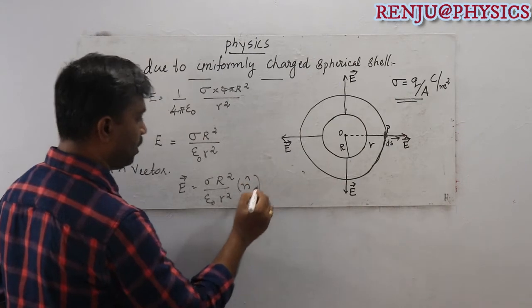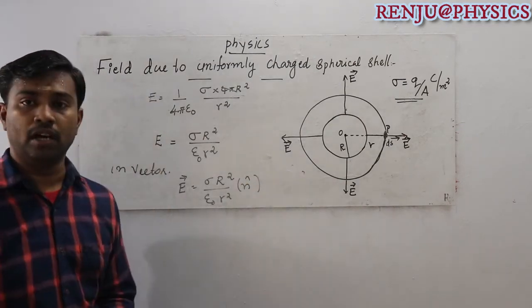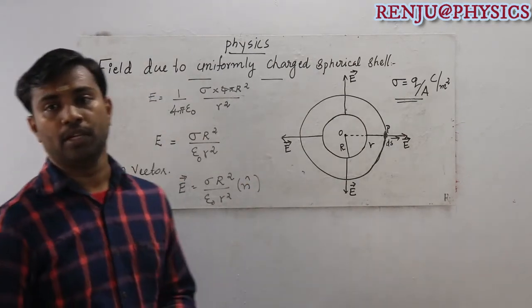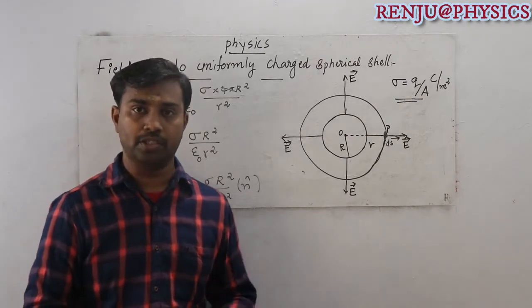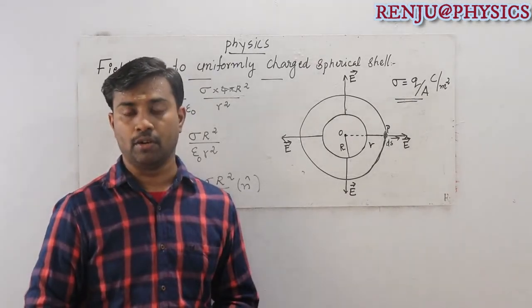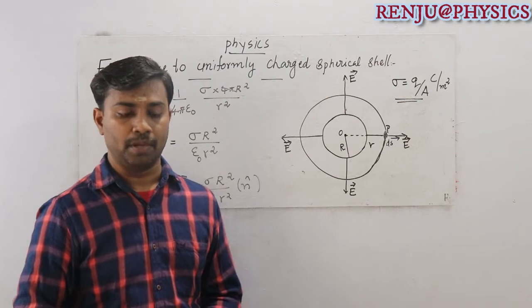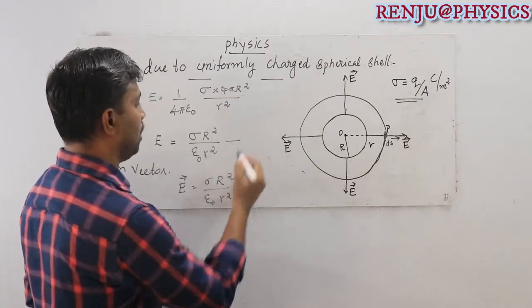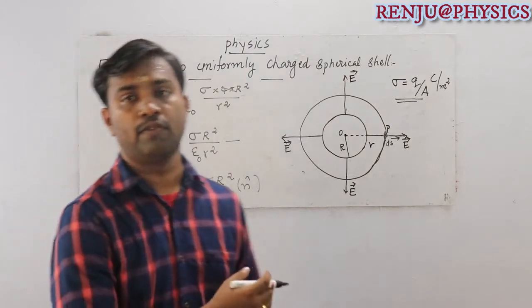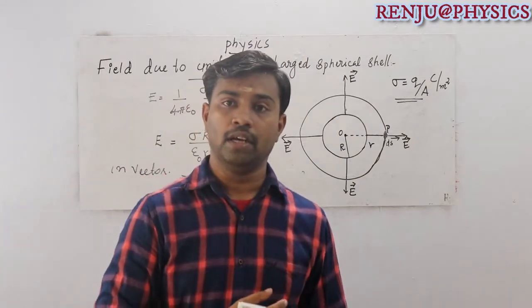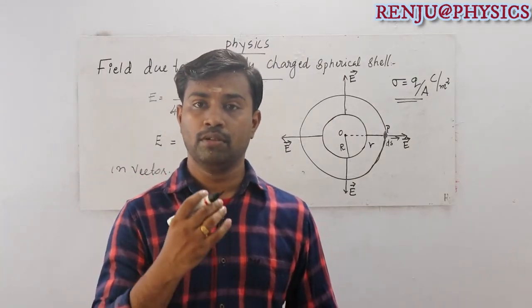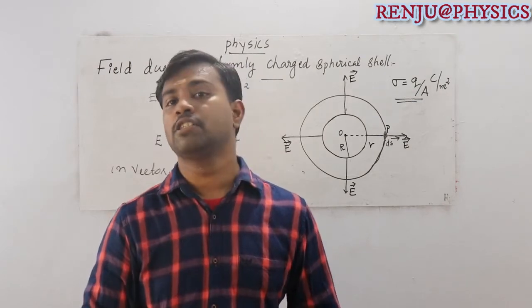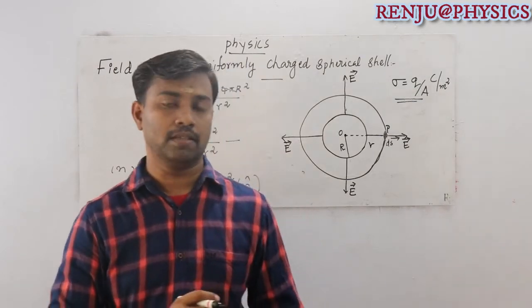Here the electric field is normal outward to the spherical shell if it is positive charge. So this is the equation for finding the electric field at a point outside the spherical shell. That is the first case.